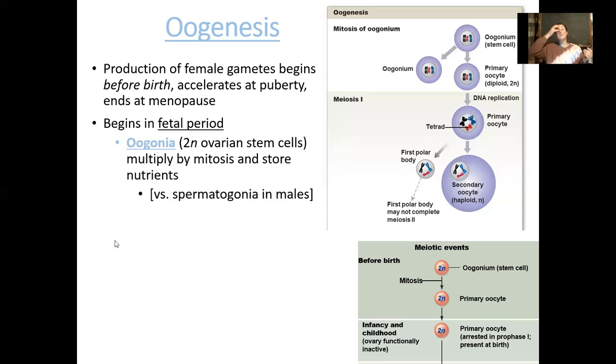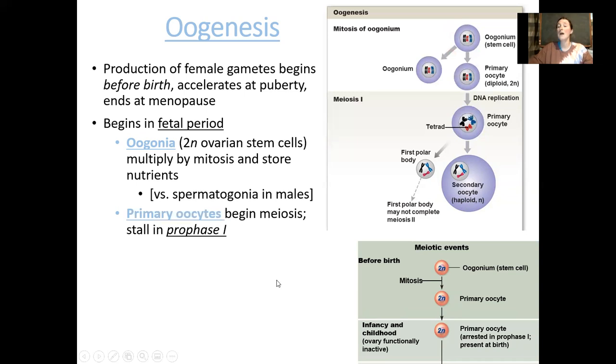Okay, so the process of oogenesis begins with stem cells, again, just like we saw in the males with spermatogenesis. These stem cells are called oogonia. All right, so 2N, they are the diploid ones. They are genetically identical to every other cell that's located within your body. As a fetus, in female ovaries, these oogonia undergo mitosis.